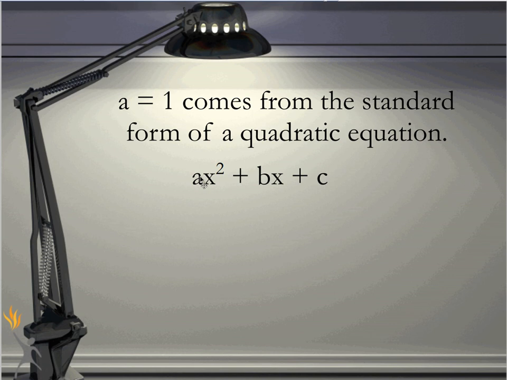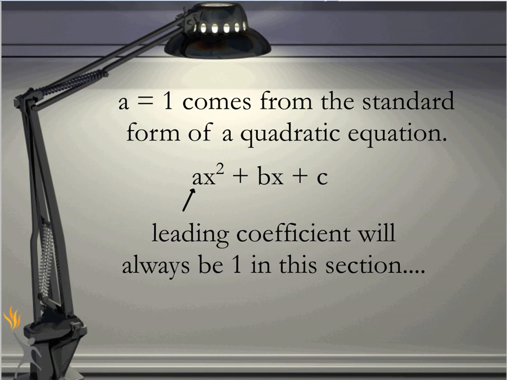Standard form of a quadratic equation was ax squared plus bx plus c. We added an equals 0 on the end to make it an equation, but today we're just going to leave it as an expression. The leading coefficient named a will always be 1 in this section. And if there's ever an exception to that rule, we're going to be able to find a common factor to pull out front to make that leading coefficient 1.